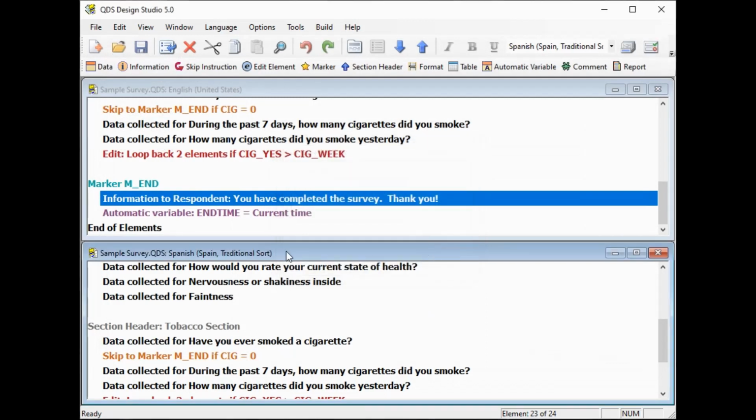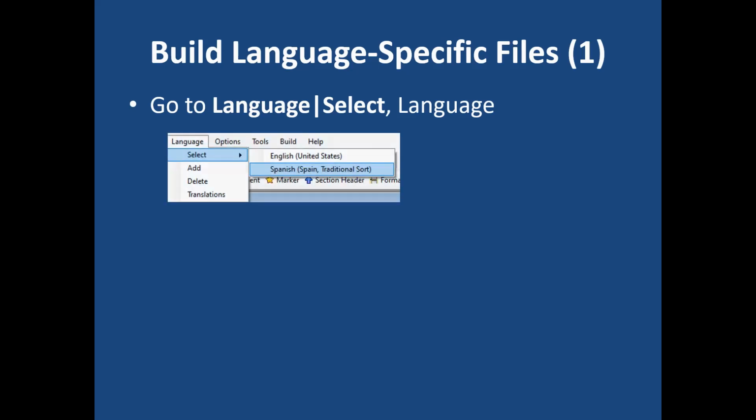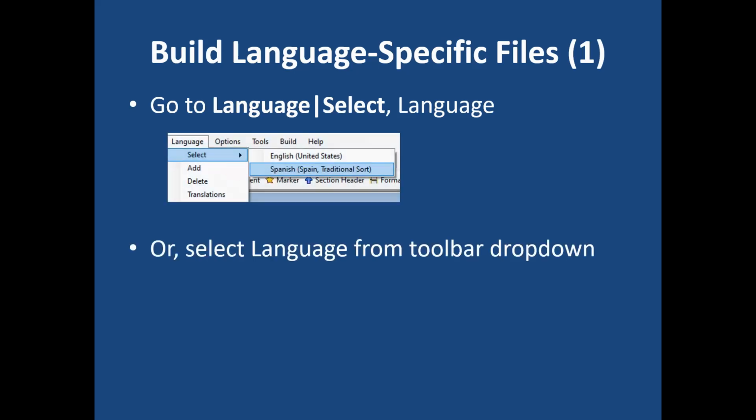After completing all of your keyword translations, you can proceed to building language-specific files. To build each language-specific application or documentation file type, first make sure that the language is active by going to Language Select and choosing your language. Or, again, you can select the language from the toolbar drop-down.